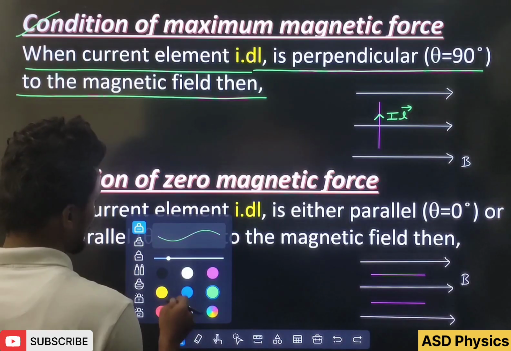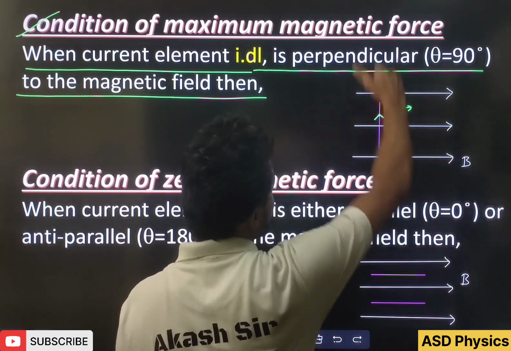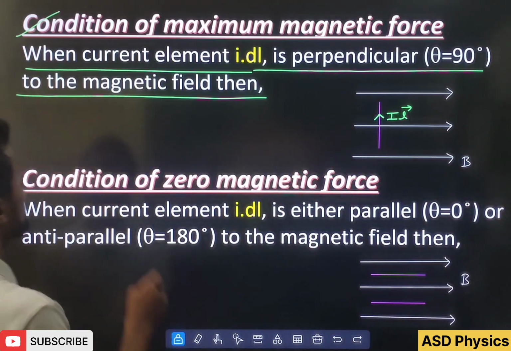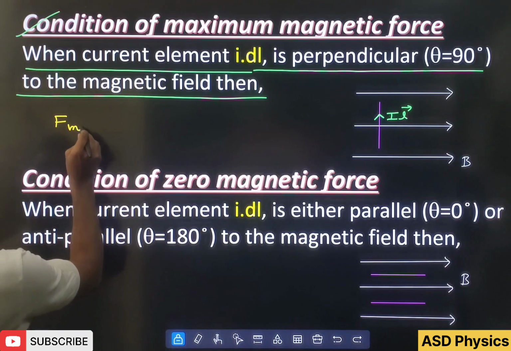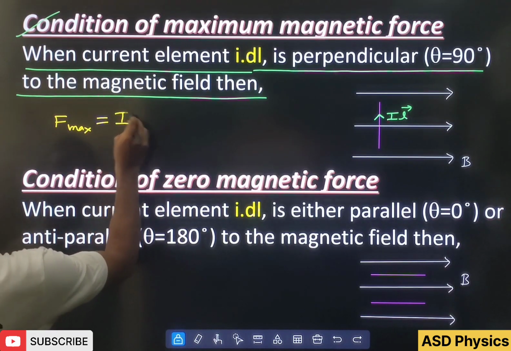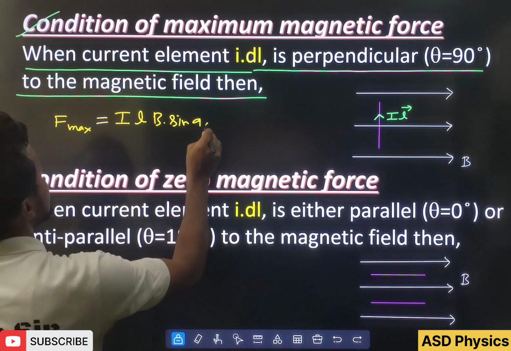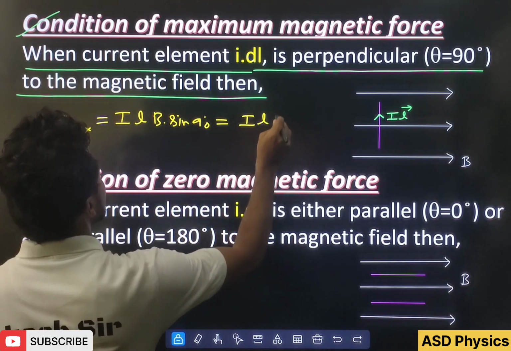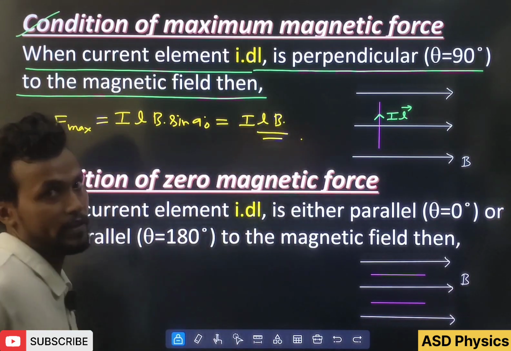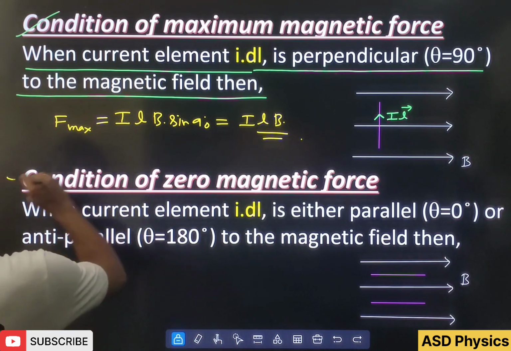So how much angle is there? You can see very well, magnetic field in x direction, current element in y direction. So maximum magnetic force will be how much here? See here please, ILB sine theta. So ILB sine 90 degree, and this will become ILB. Very very important. Okay, next one, let's see.